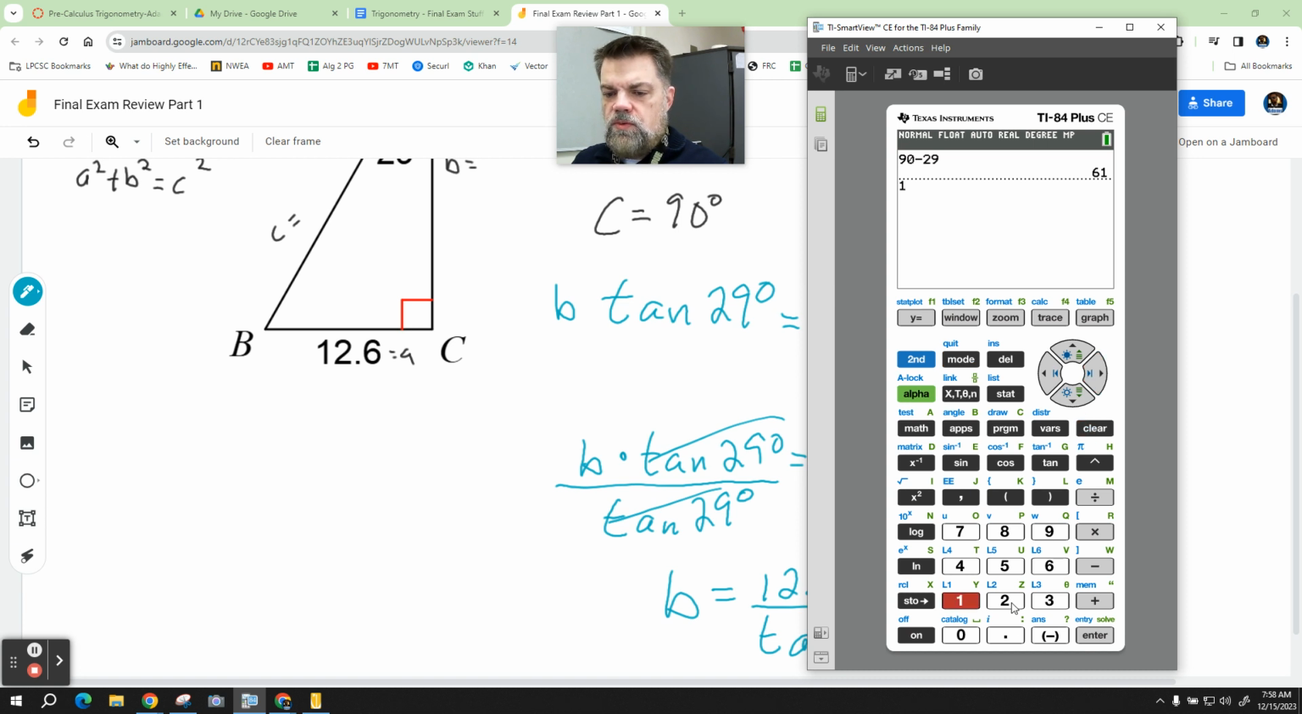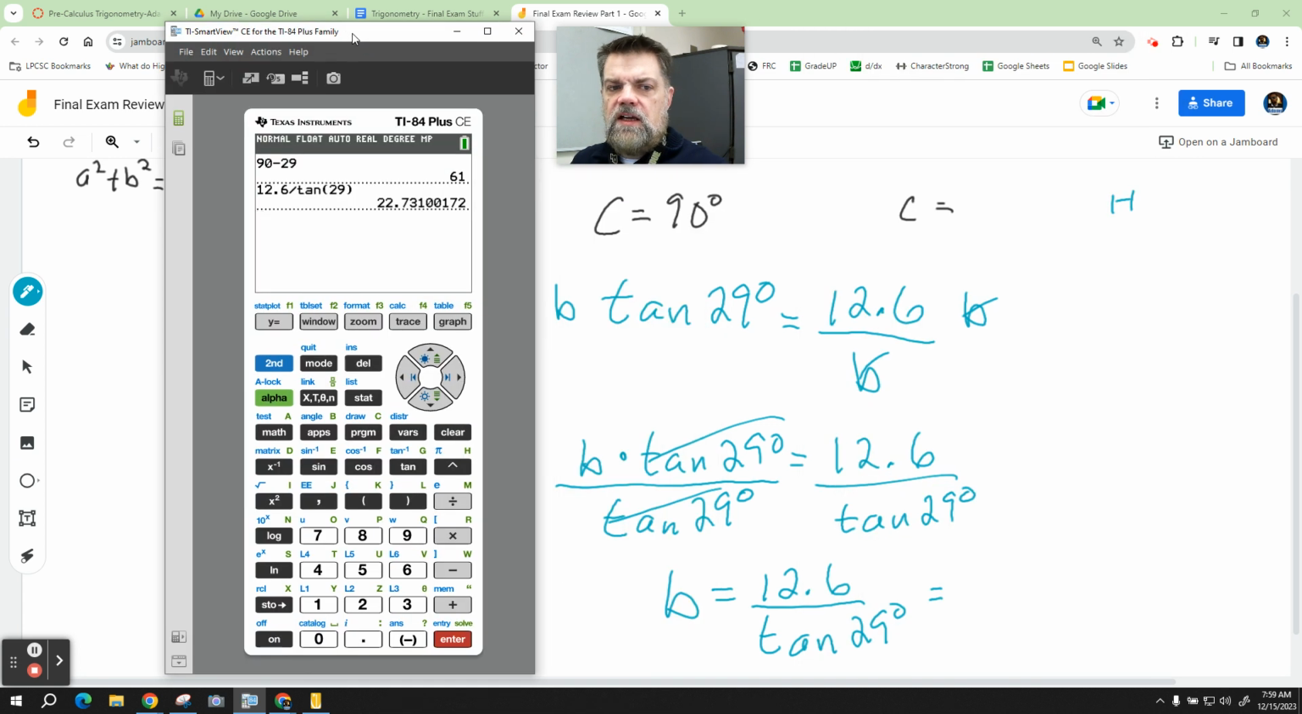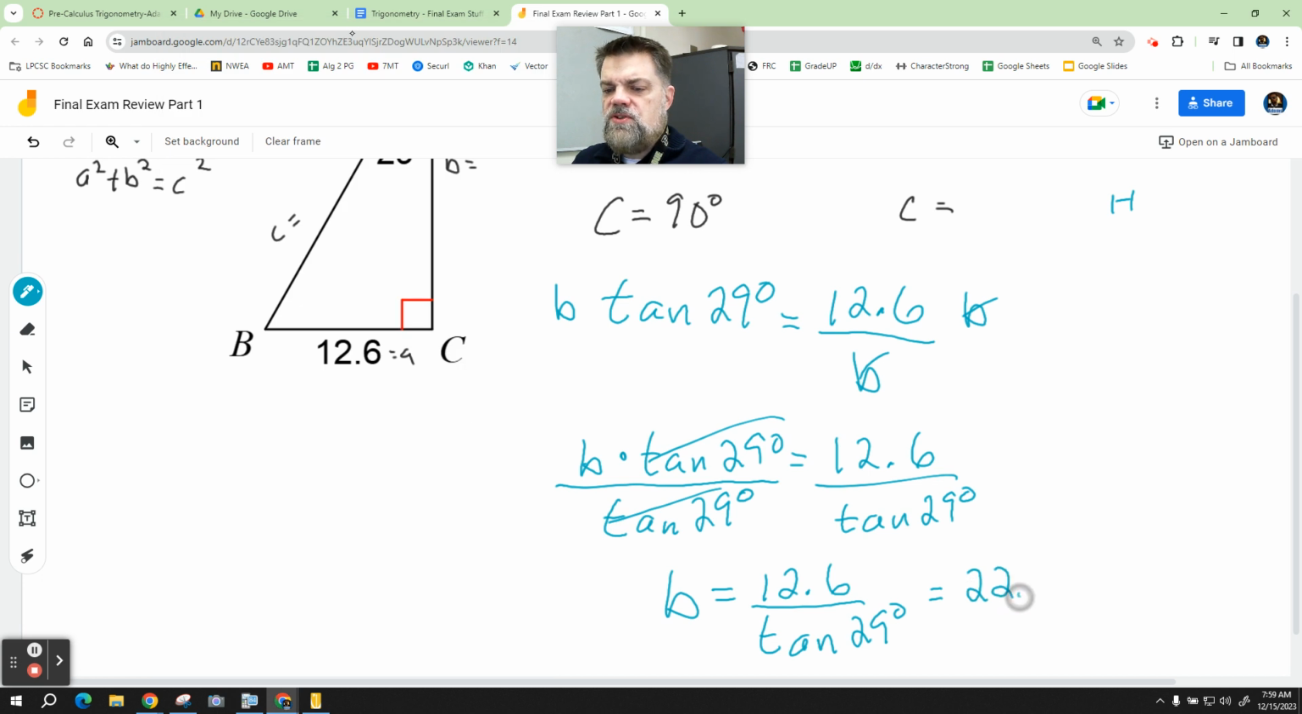And so I need to do 12.6 divided by tangent of 29 degrees. Now that gives me 22.7. And you say, Mr. Adams, why did you decide to round it to 22.7? Well, they gave us 12.6. Three significant figures, one decimal place.